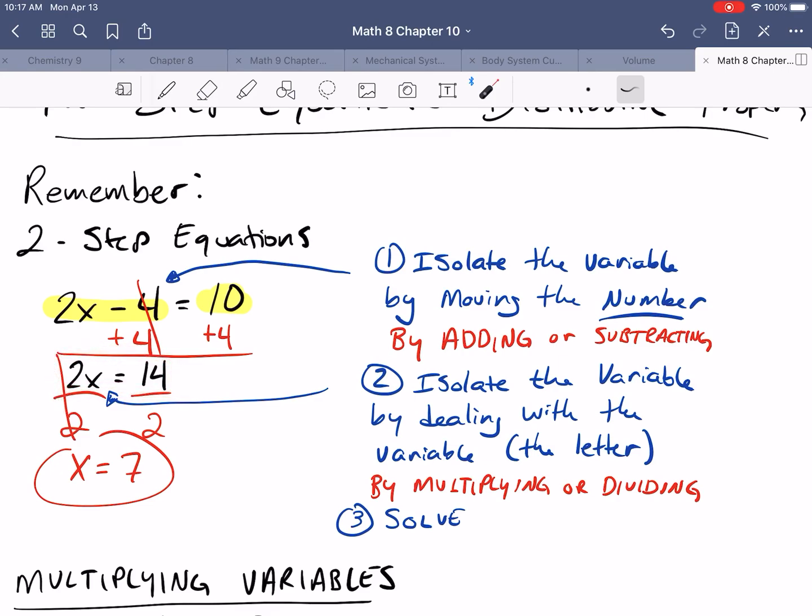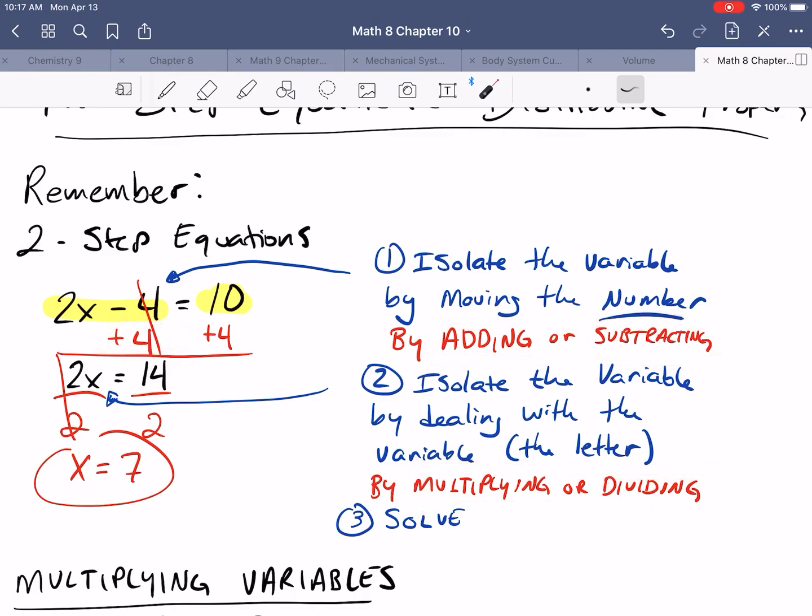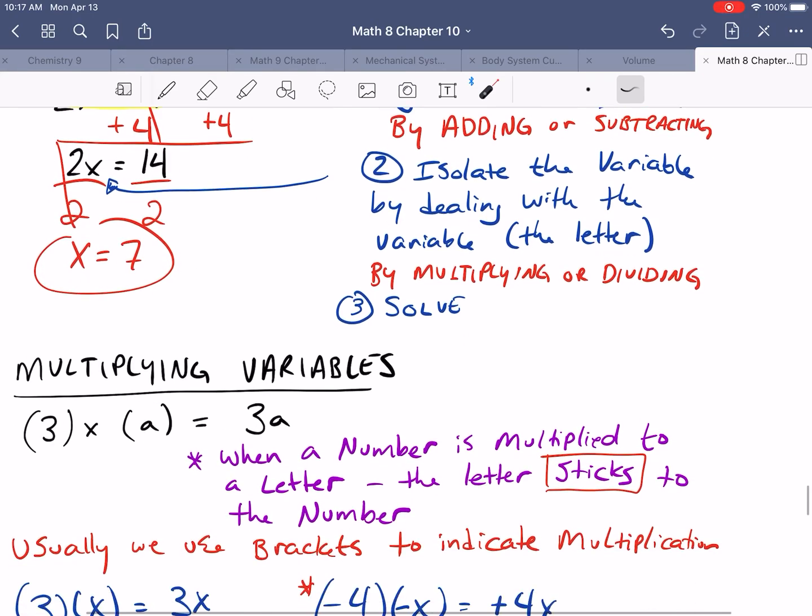Then our last step. We did our first step, which was adding or subtracting, and our last step is multiplying or dividing. Here we have 2x, which means 2 times x, so we do the opposite by dividing by 2, divide by 2, and x equals 7. Awesome. So that's two-step equations.